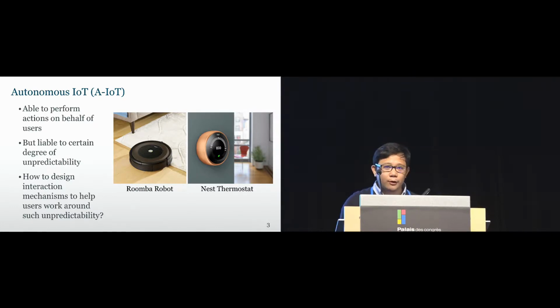However, because of imperfections in automatic data analysis and classification, and biases and noise in real-world data, these systems may produce results that look unpredictable to the users. Imagine, for instance, your Nest thermostat suddenly deciding to turn on the heating because it thought that you were at home, but actually it was your cat playing around. So a key research challenge then in HCI is how do we design interaction mechanisms that will help users work around this unpredictability?